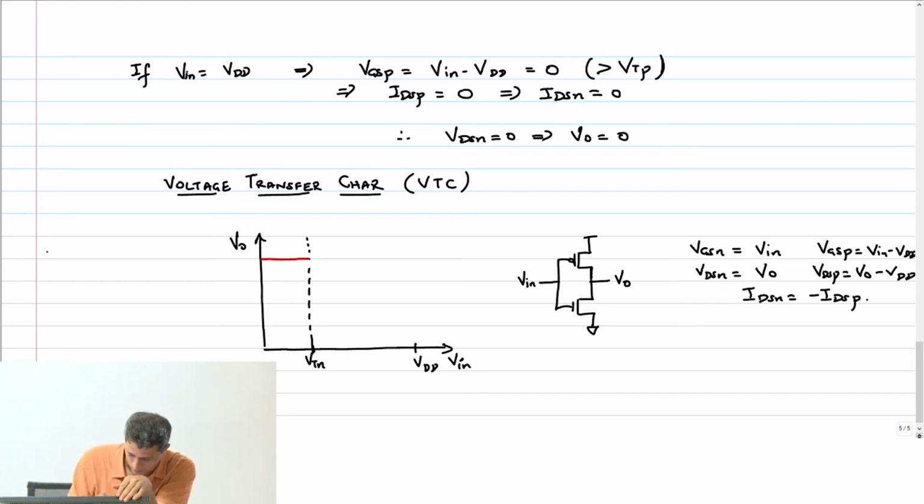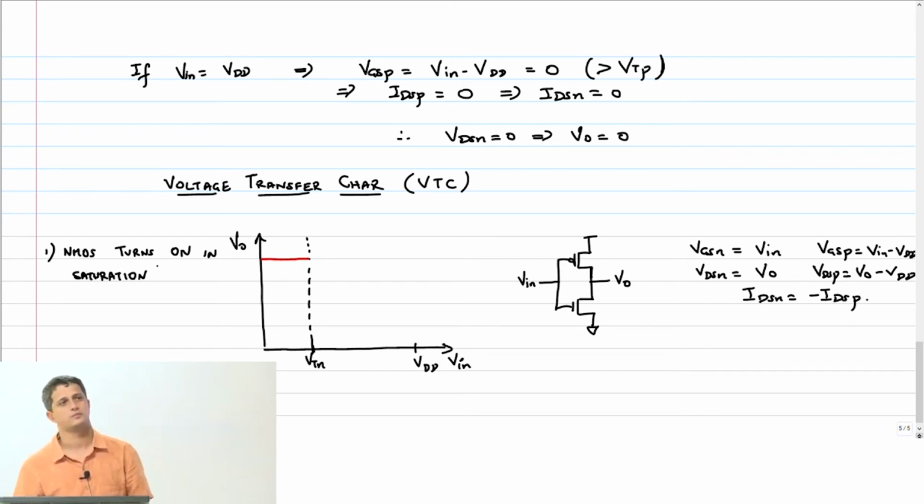So therefore the NMOS will turn on in saturation. This is the first point that we have to observe: NMOS turns on in saturation. Okay. Now, what about the PMOS transistor in that region? Why linear?